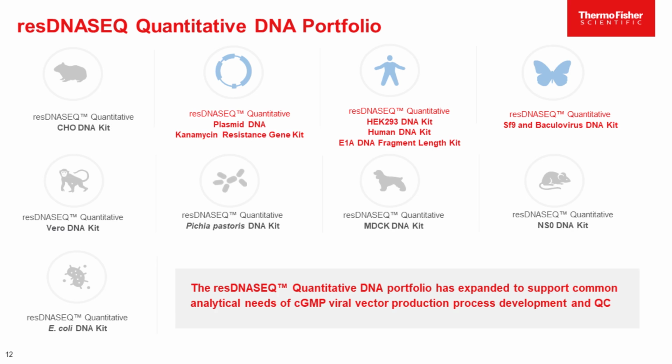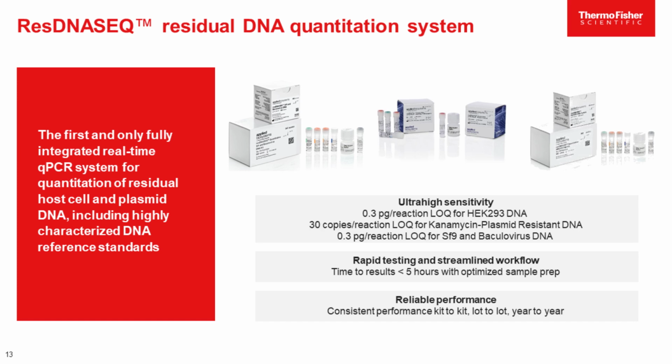I'd like to focus on the highlighted ones that we developed in recent years to support the gene therapy space and viral vector production. These are designed to meet the regulatory requirements in the HEK293 production system with our ResNAC quantitative HEK293 kit, our kanamycin resistance gene kit for plasmids, and the E1A DNA fragment length kit. For insect cell production systems, we developed a kit for the simultaneous quantification of SF9 host cell and baculovirus vector DNA. Shown here are those DNA quantitation kits specific to viral vector production.